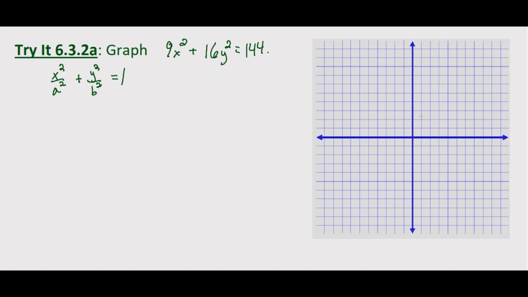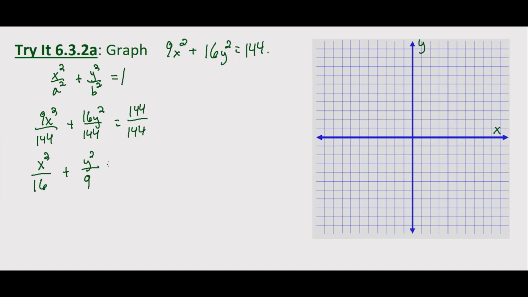Well, how we get there is we want 1 on the right-hand side. So we divide everything by 144. So 9x squared divided by 144 plus 16y squared divided by 144 equals 144 divided by 144. Well, 144 divided by 9 is 16. So the 9 cancels and we're left with 16 under x squared. Similarly, 16 goes into 144 9 times. So we have y squared over 9 equals 1.